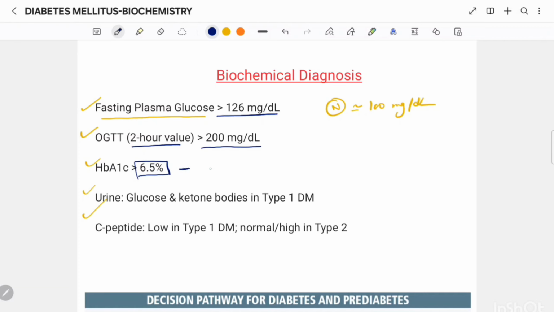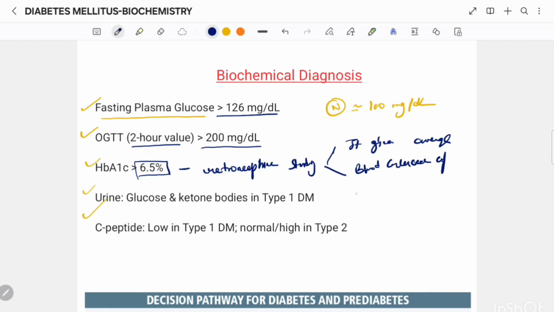We have to tell you about this, that it is a retrospective study. It gives the average blood glucose of the last 3 months. So it's a very good indicator. Then, in urine, glucose and ketone bodies plus 3 plus 4 by urine dipstick test.